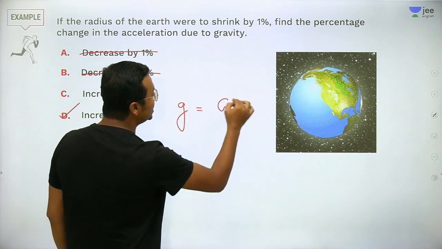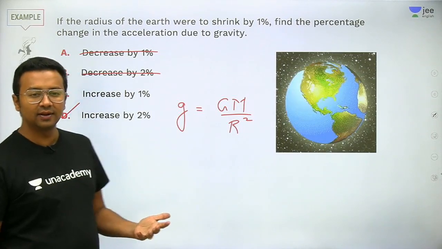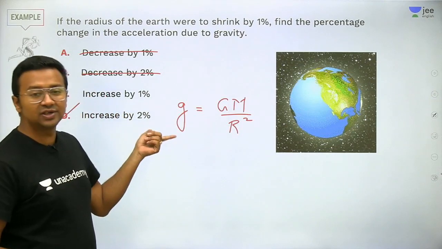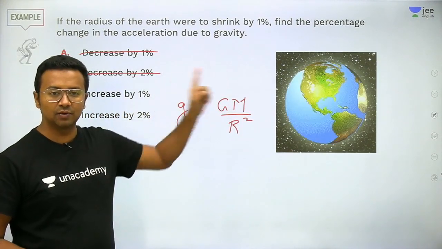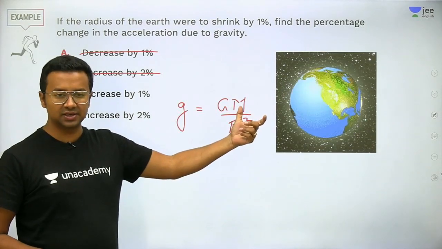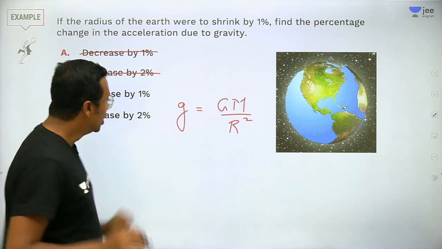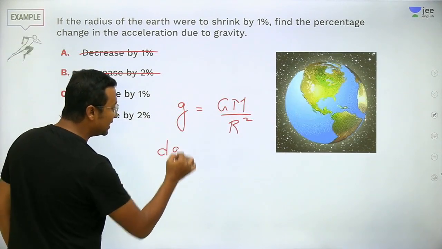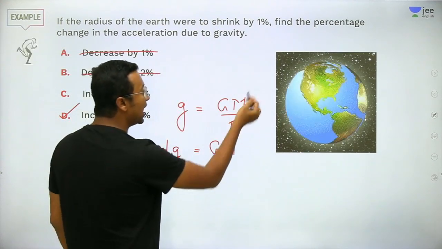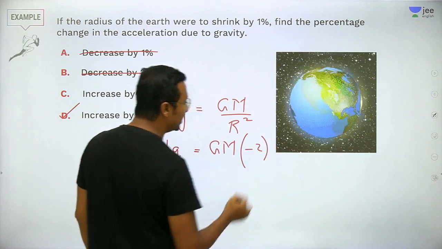g is equal to GM upon r square. Very good. We all know this particular formula, right? Now what you do is you take the derivative on both sides of the equation. Differentiate both sides of the equation, that's what I mean. So you will get dg will be, GM is a constant, right? And this is r to the power minus 2. So you will write minus 2 here.